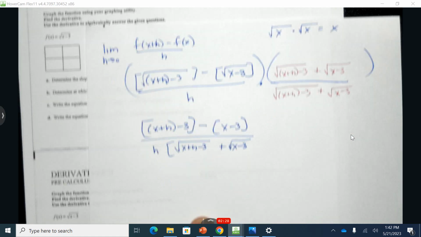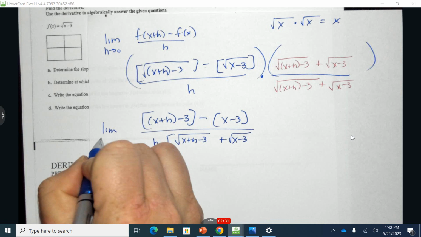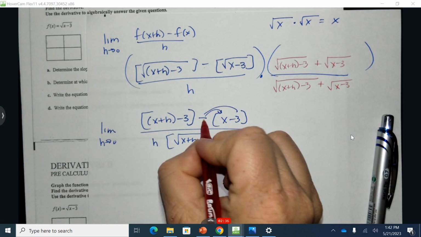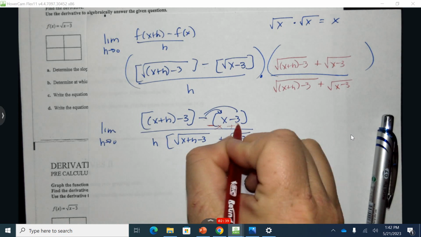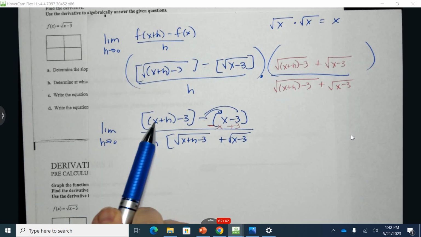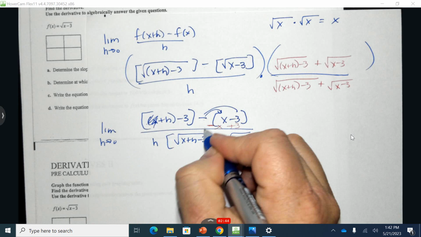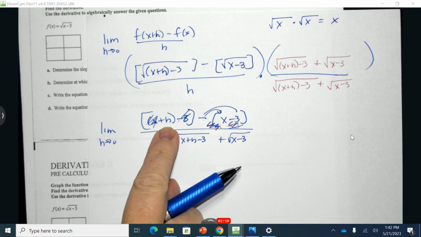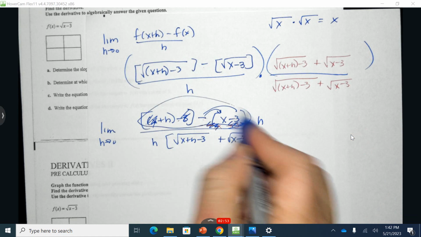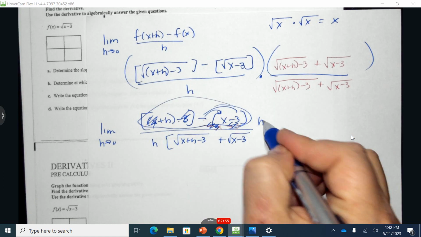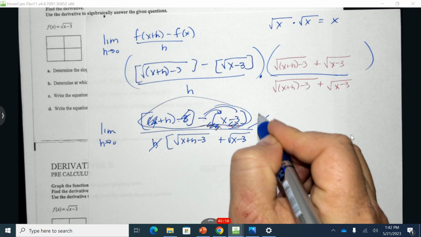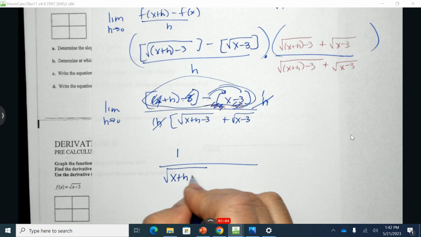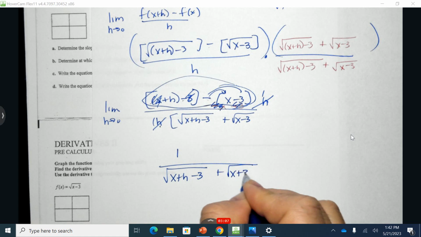Okay, let's see what we can do on top. So on top, we're going to distribute here. So this becomes, if I'm being lazy, negative x and positive 3 when you distribute. So a positive x and a negative x are going to cancel out. They're additive inverses. And a negative 3 and a positive 3 will cancel out. And we're left with just h. So on top, after I simplify all of this, I'm left with just h. H on top and h on the bottom are going to simplify to 1. And I have 1 over the quantity, the square root of x plus h minus 3 plus the square root of x minus 3.